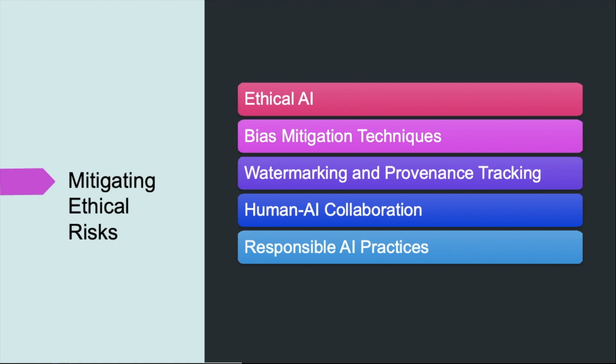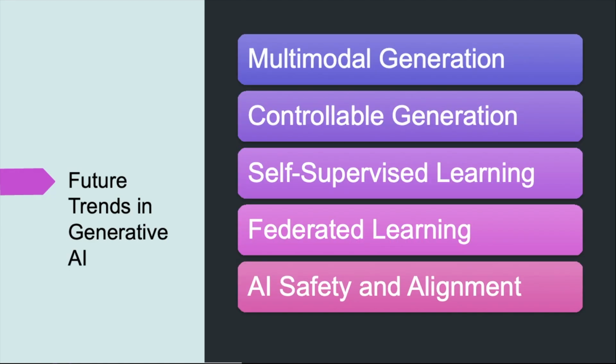These mitigation strategies can help address the ethical risks associated with generative AI, ensuring that these systems are developed and used in a way that benefits society while minimizing potential harms. Let's move forward and discuss some future trends in generative AI.